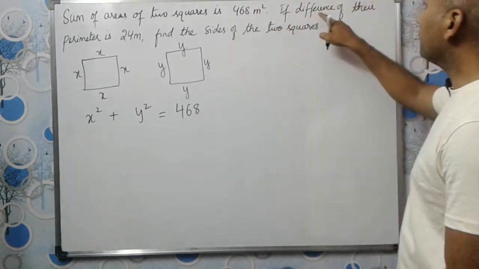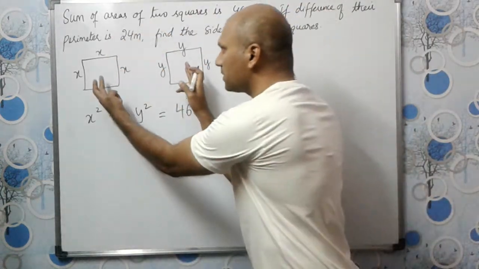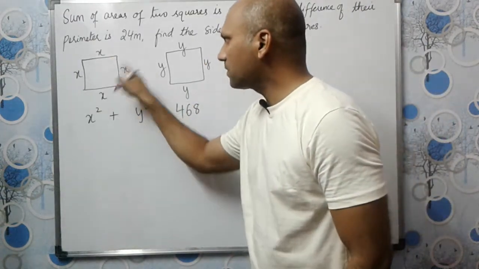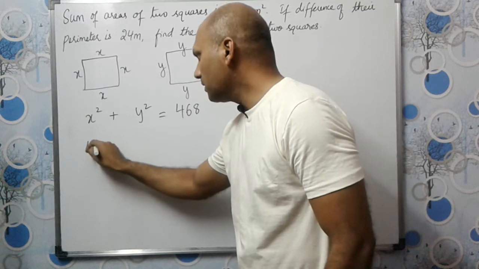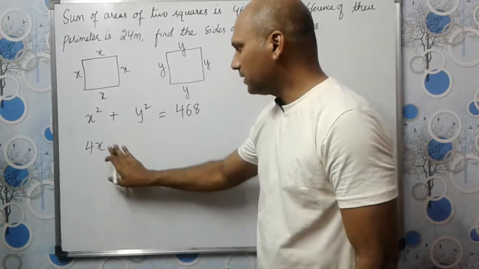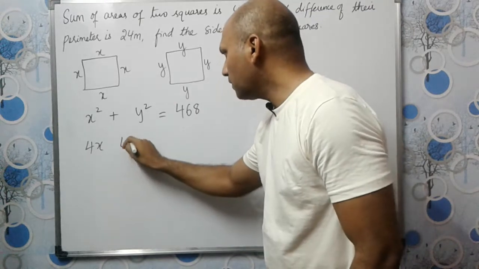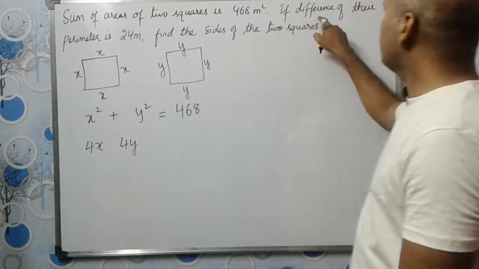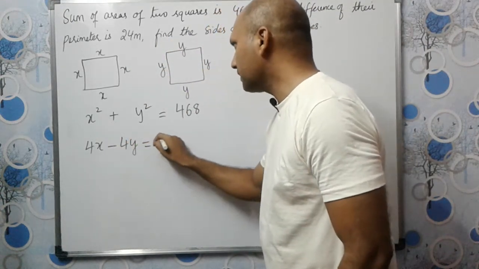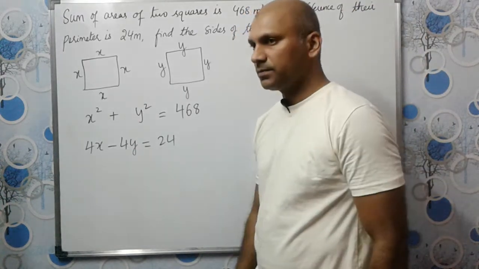If the difference of their perimeters is 24, the difference of these two perimeters is 24. What is the perimeter of the first square? Perimeter of the first square is 4x. Perimeter is the addition of all four sides of a square, right? So this is 4x, and the perimeter of the second square is 4y. Difference is 24. Difference means subtraction is 24. So 4x minus 4y is equal to 24.